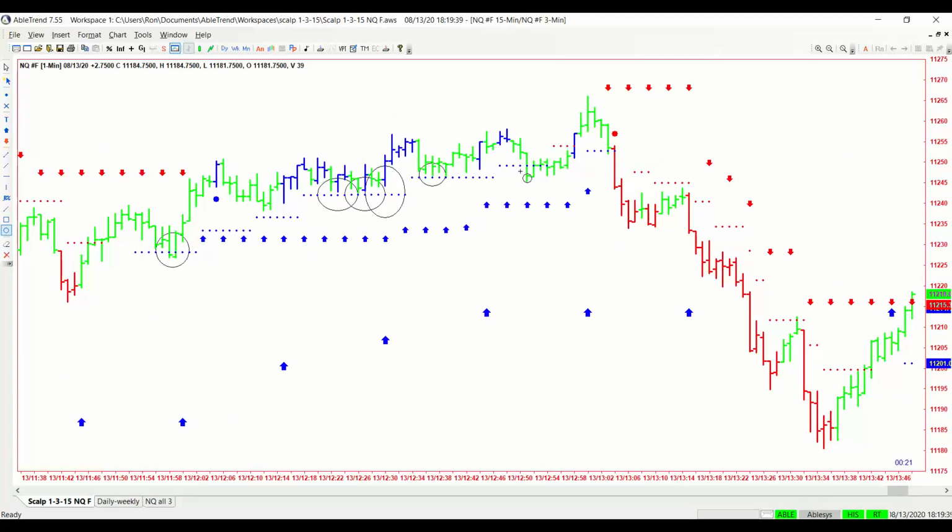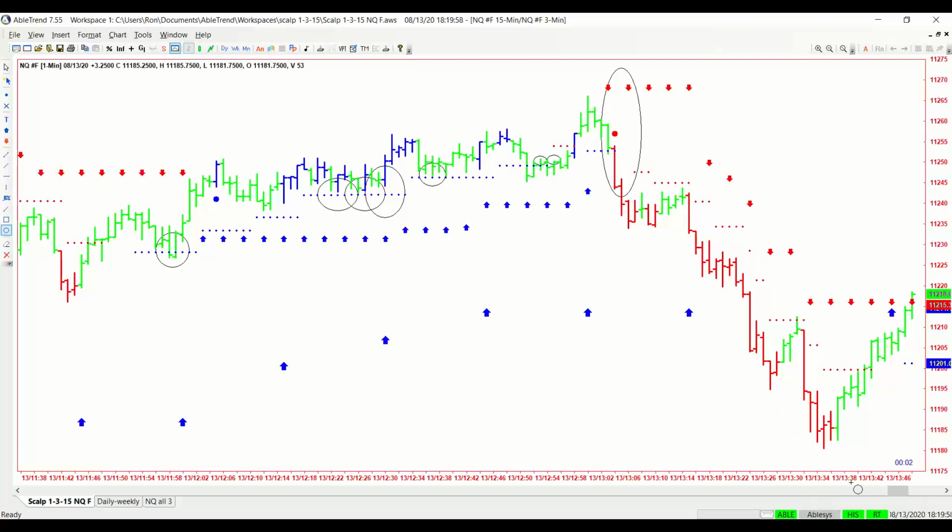Now you say, what about this one? It's a loser. No, it closes under the blue dot. I don't want to take that one. These close right on the blue dot. All of these close on the blue dot. 2, 3, 4 minutes later, there it goes. Triple confirmation sell signal right there, and there was the big winner.